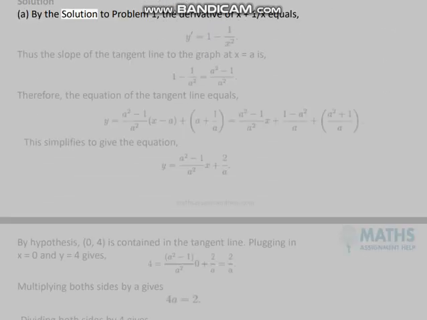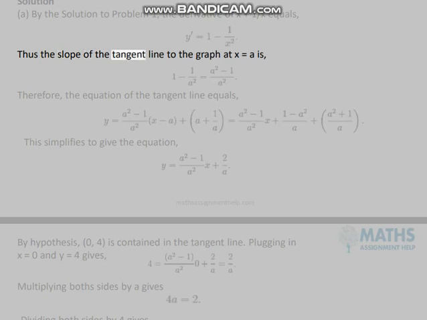Solution A. By the solution to problem 1, the derivative of x plus 1/x equals. Thus the slope of the tangent line to the graph at x equals a is. Therefore, the equation of the tangent line equals. This simplifies to give the equation.